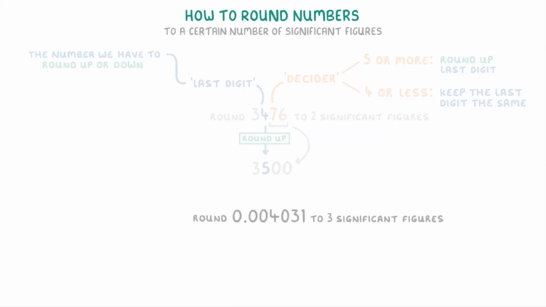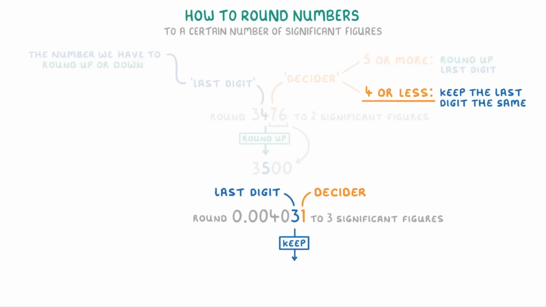For this next one, we need to round 0.004031 to 3 significant figures. So this time, the first thing we do is find the third significant figure, which is this 3. And we can label this our last digit. Next, we look at the number on the right, which is our decider. And because it's a 1, which counts as being 4 or less, it tells us we're going to have to keep the last digit the same. So we keep our last digit as a 3. And the decider becomes a 0.